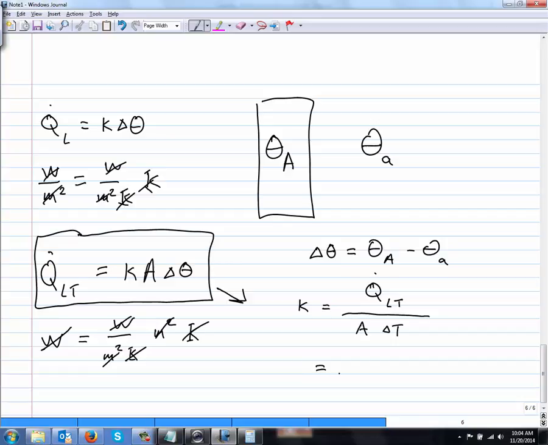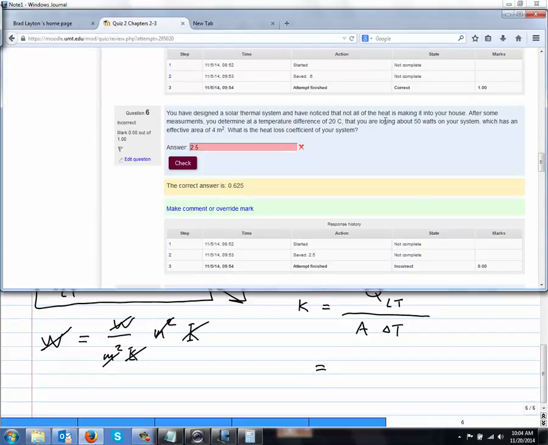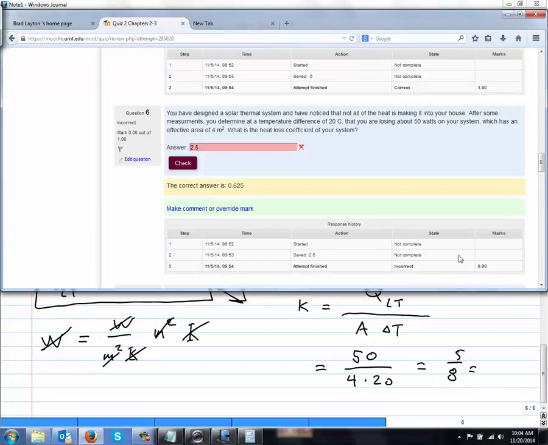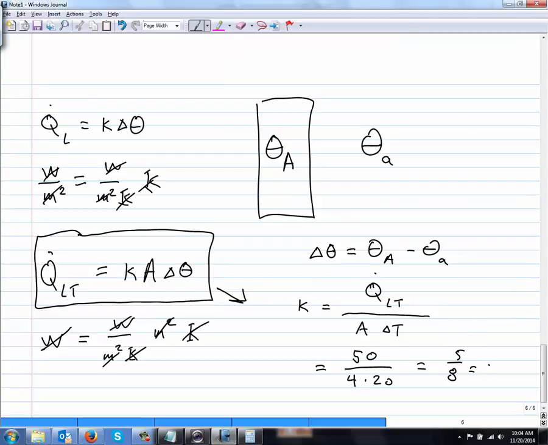And from there, I told you that you were losing 50 watts. So here's your 50. And I told you the area was 4 square meters, and you know your delta T is 20. So from there you've got basically 5/8 equals 0.625, and the units there have to be, I'm going to try to jam this in there, watts per meter squared Kelvin.